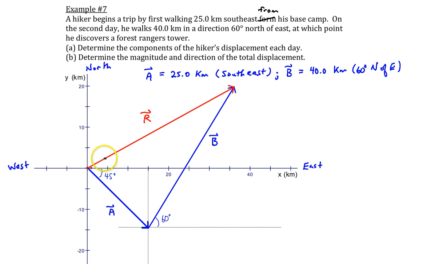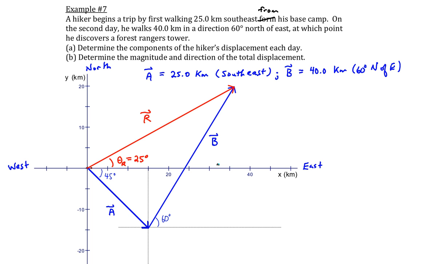Go ahead and put your protractor right along here and see what this angle theta is. We'll call that theta r for the resultant angle. I'm getting an angle of roughly around 25 degrees. And go ahead and measure this length with your ruler and compare it to this axis.